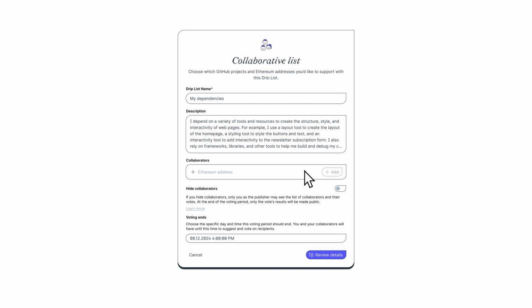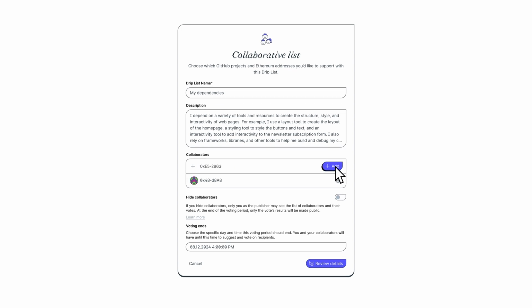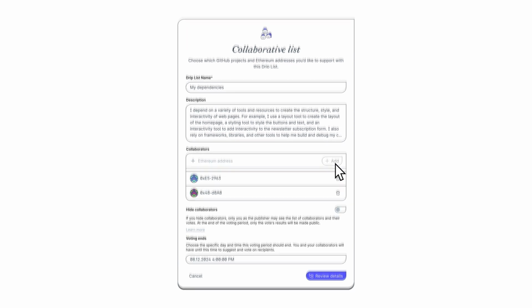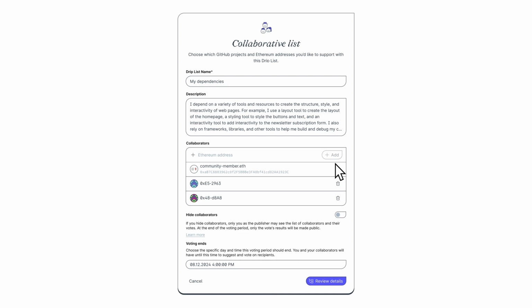Here, you'll be asked to provide a list of collaborators. These can be any Ethereum addresses. Up to 5,000 individual Ethereum addresses can be added to act as collaborators and vote on the list.